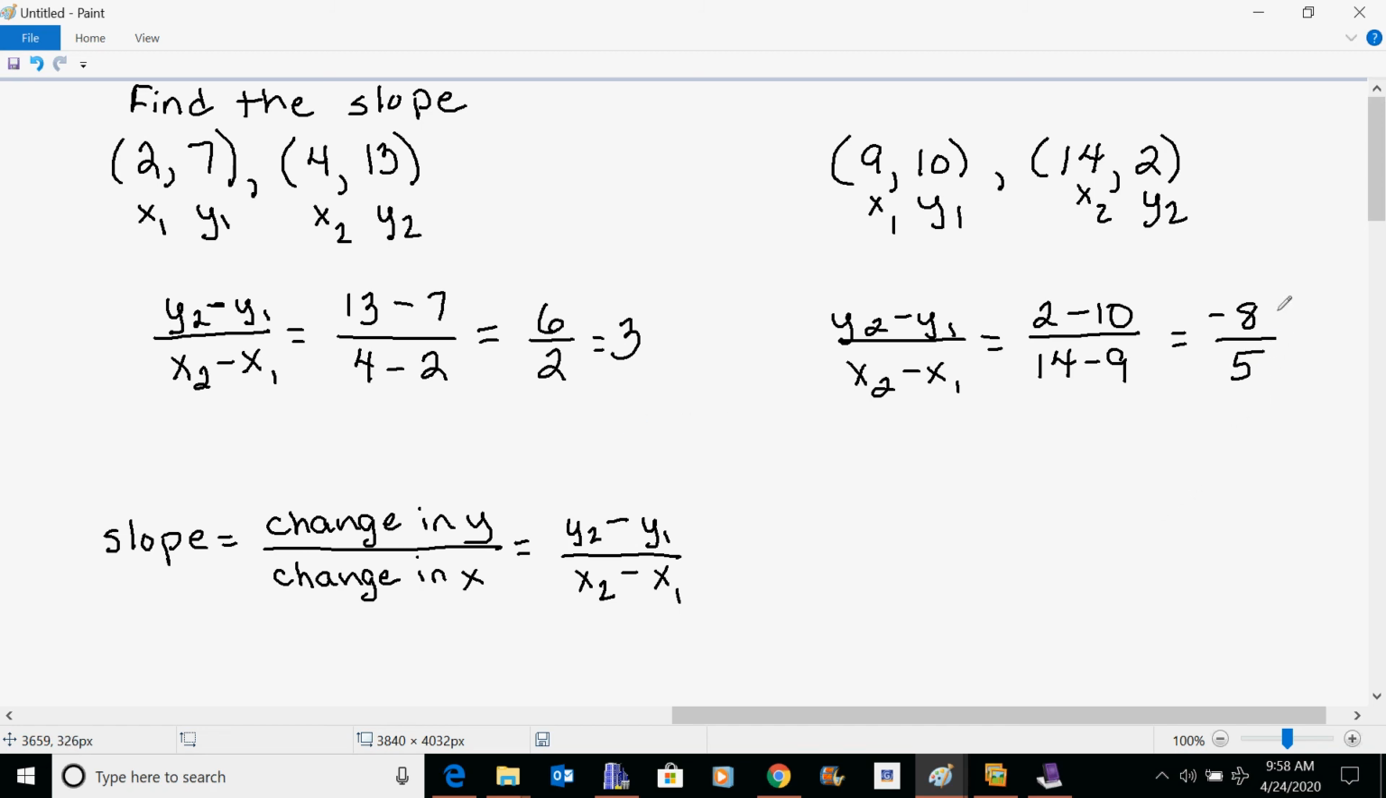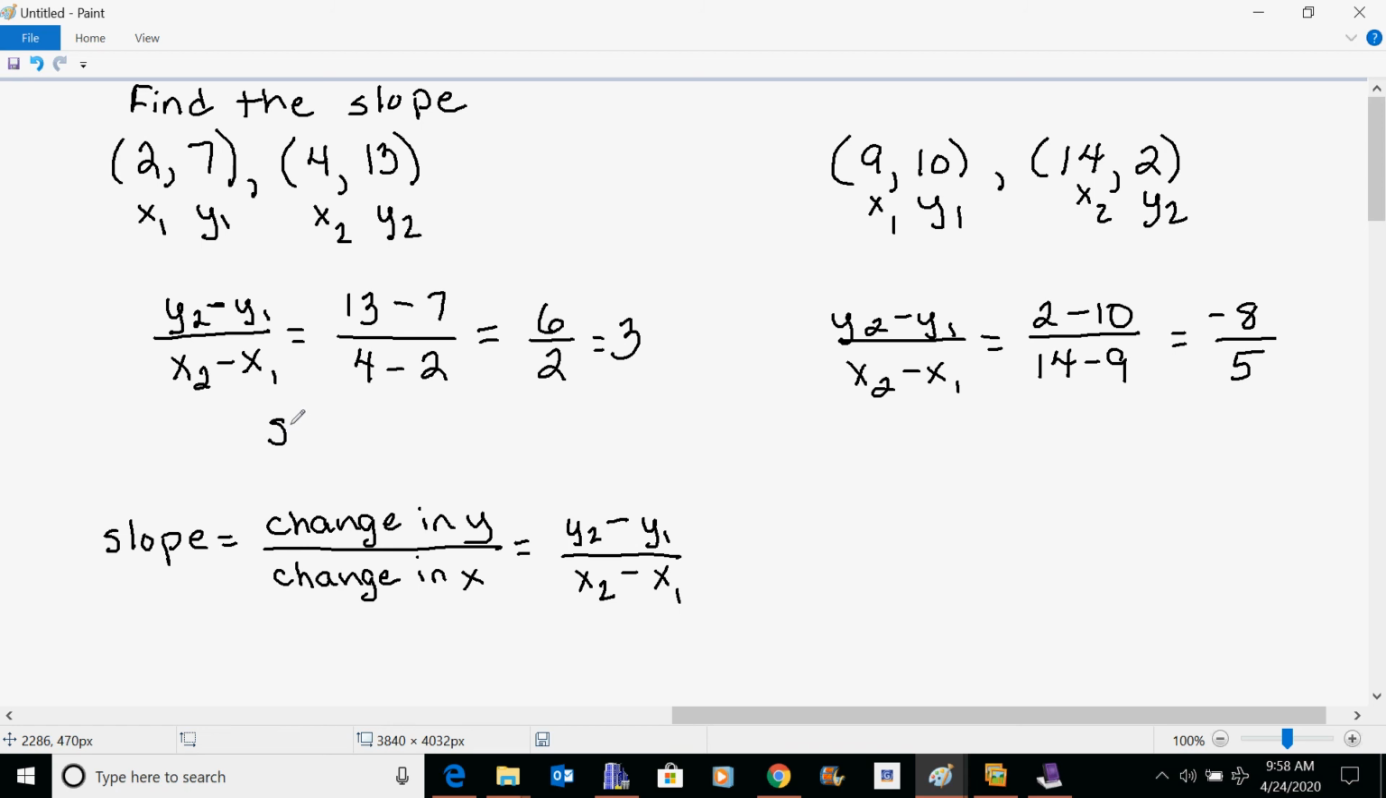Now this number does not reduce. It is improper, but when you are doing problems involving slope, it's better to leave it an improper fraction than to make it into a mixed number. I'll say it again. When you're finding slope, you're better leaving it as an improper fraction rather than a mixed number.